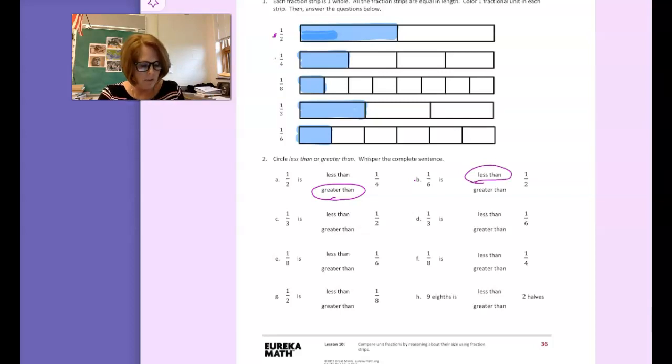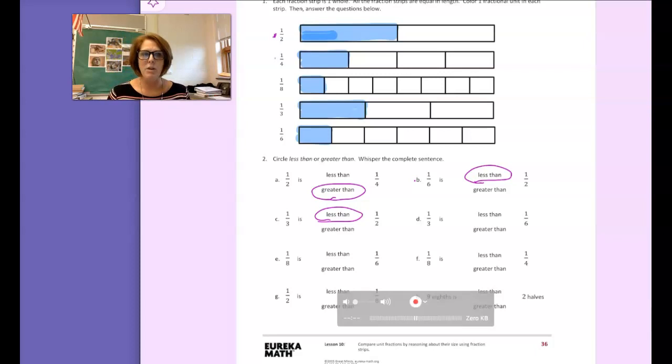Let's take a look at number 3. We're looking at 1/3. So 1/3, is that less than or greater than 1/2? Well, here's the end of 1/3. Let's draw an imaginary line up. Looks like 1/3 is less than. Go ahead and do letter D and E and come on back and see if you got it correct.